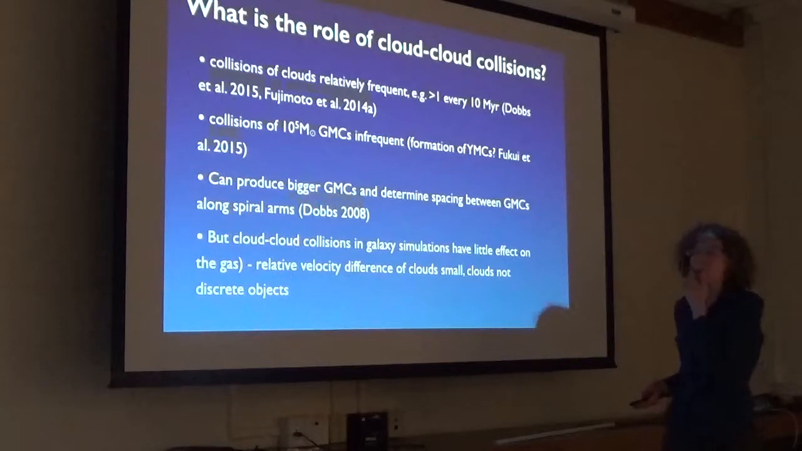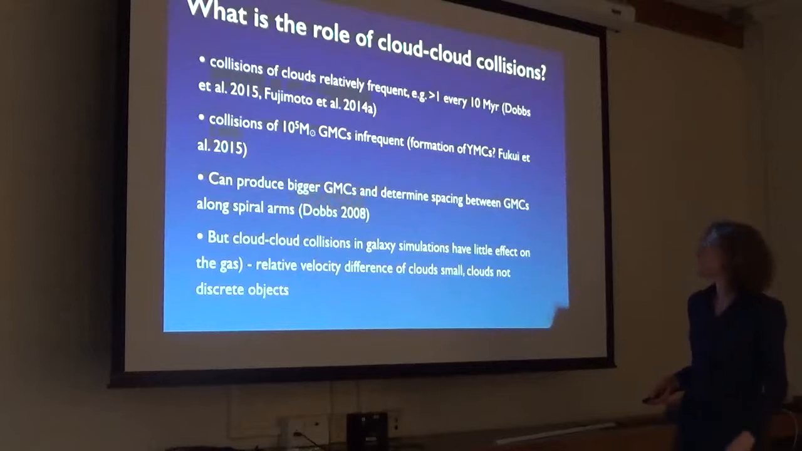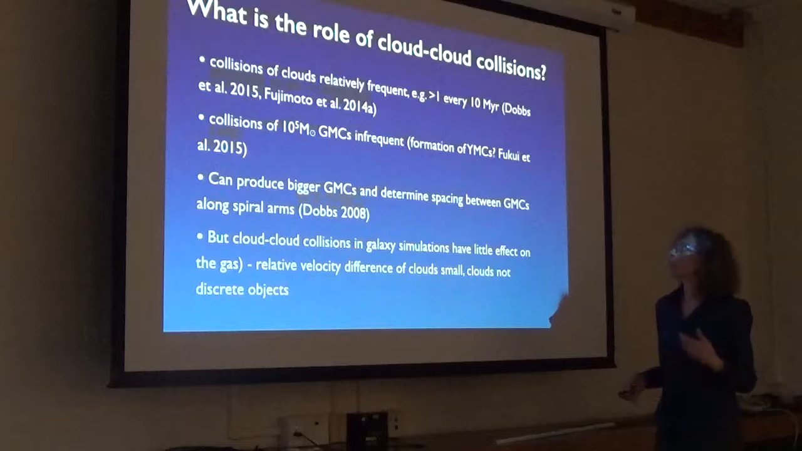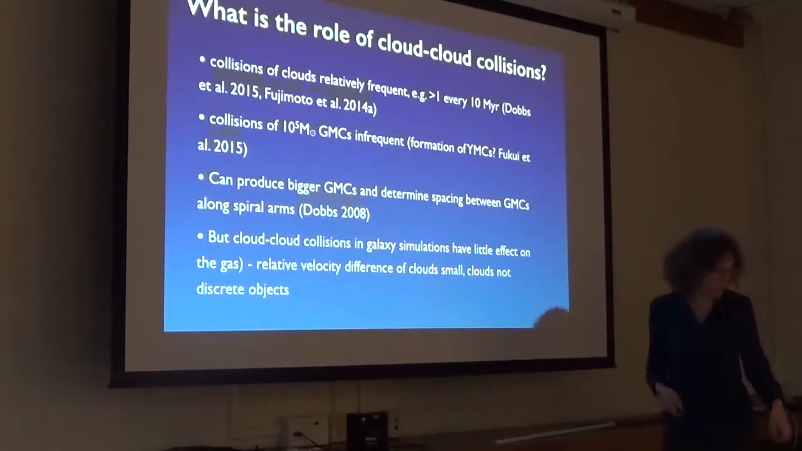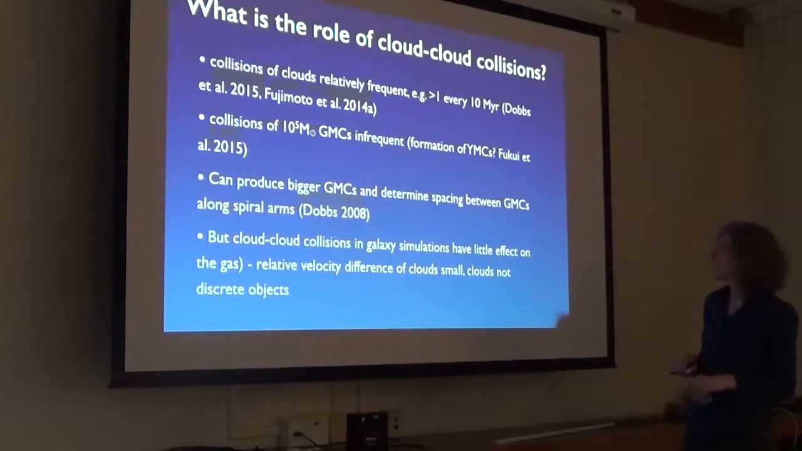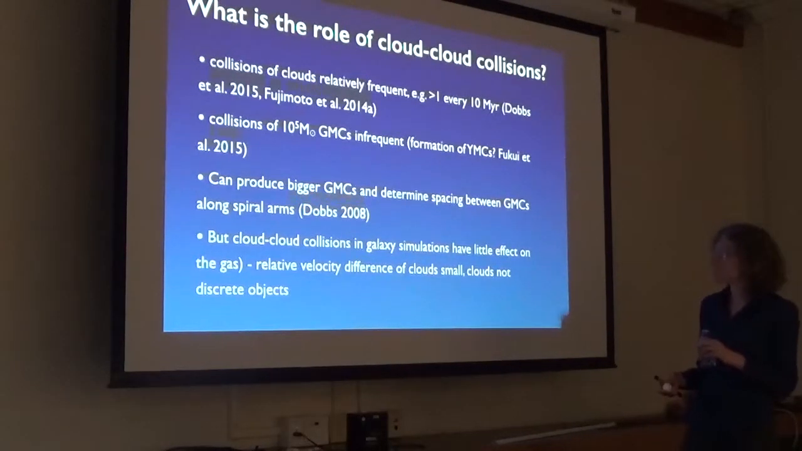The collisions of the most massive clouds were very infrequent because there's just so few of the very massive clouds. So this has been suggested to perhaps produce young massive clusters. So it could be possible, but it would be a very rare event. We have shown in previous work that cloud collisions can contribute to producing GMCs, and also derived a measure of the spacing of GMCs along the spiral arms in the event that GMCs are formed by collisions.